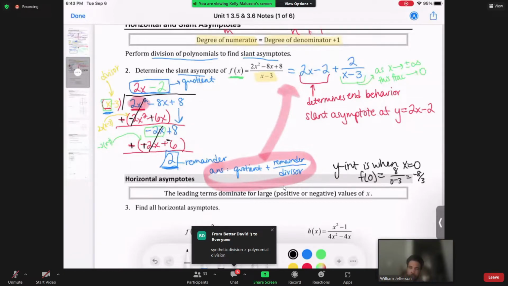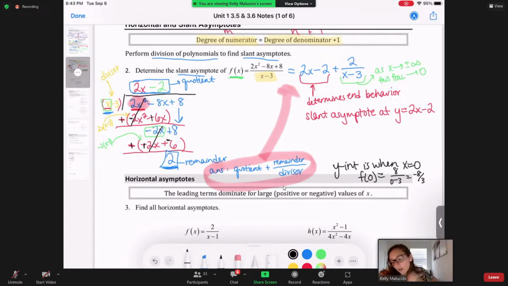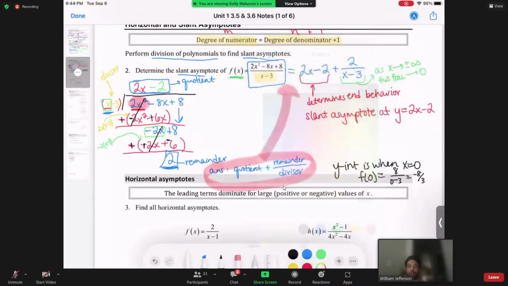I guess I'm just confused because isn't 2x minus 2 a linear equation? And how would there be a vertical asymptote? So 2x minus 2 is linear, but remember our main function here was this. And this is not linear. So what's happening is this whole thing turns into, let's see. Oh, I see. So we're also kind of finding the vertical asymptote at the same time. Yes, yes.